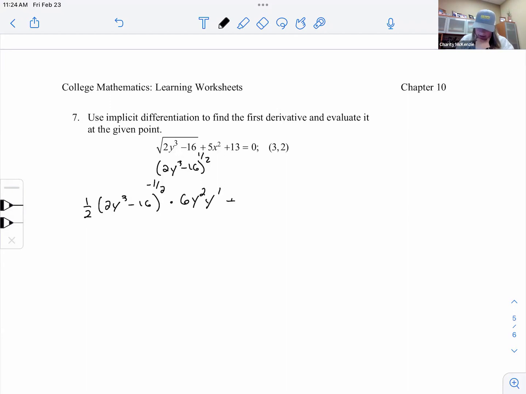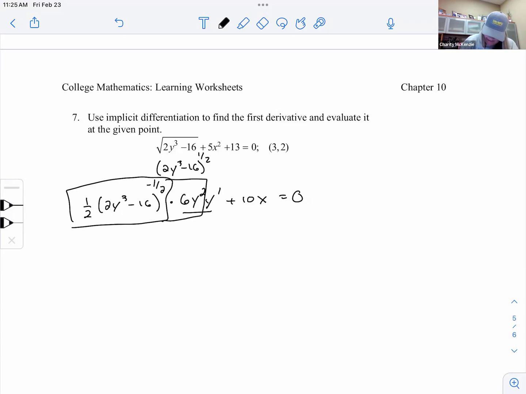Then we have the 5x squared. So 2 times 5 is 10x. 13 goes to 0. So remembering that chain rule with the square root. Now, y prime is only here. So I'm going to minus the 10x over, and then I will have to divide by all of this part, right? Okay. So I'm going to minus the 10x over. So right now, well, actually I have to divide by all.